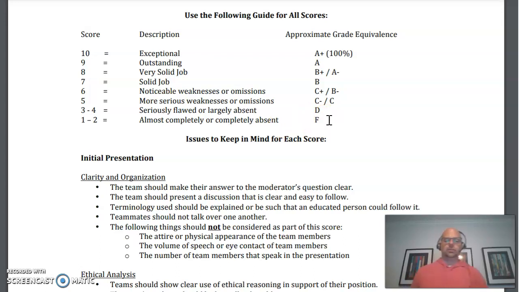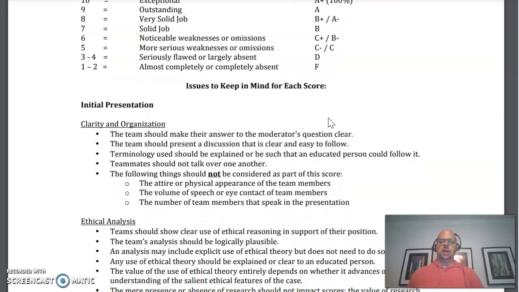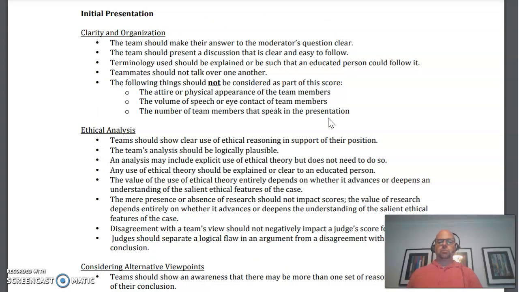So with those in mind for numerical scoring, let's take a look at the actual categories. So first we have the initial presentation. And when this was redesigned, the idea was to make this something that could be a resource not just for judges, but also for teams and coaches. So I want to walk you through this in some level of depth.